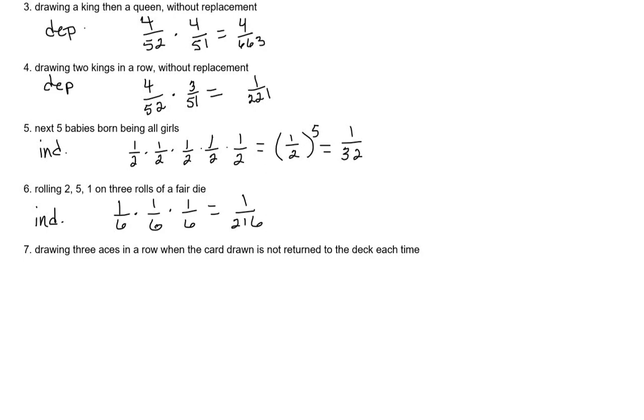And then the last problem, the probability of drawing 3 aces in a row when the card drawn is not returned to the deck each time. So since they're not returned to the deck, that's without replacement, another way to say that, it's going to end up being dependent events. What happens that first time is going to affect the second time. Or, well, you could say that the probability of that second draw depends on what the first draw was. Okay, I want 3 aces in a row.